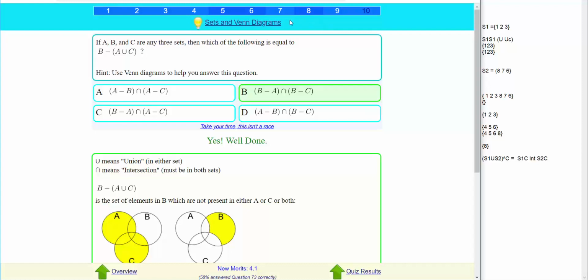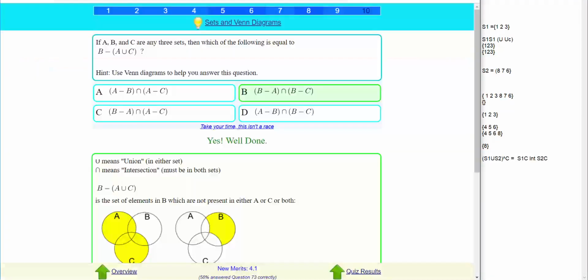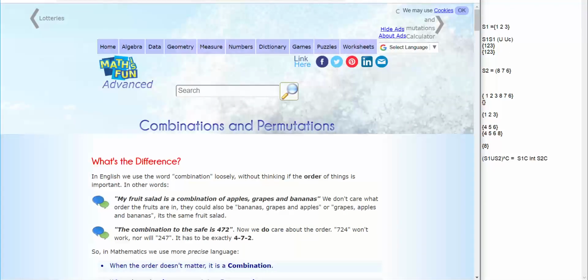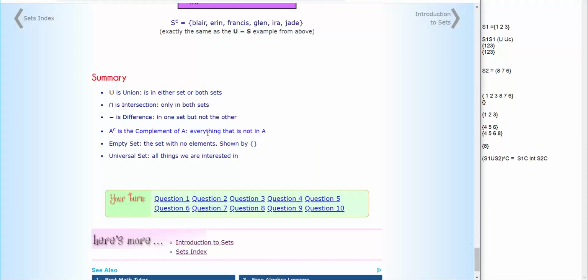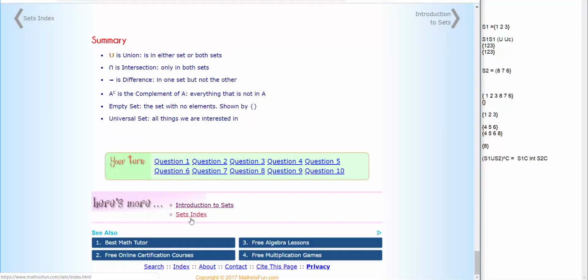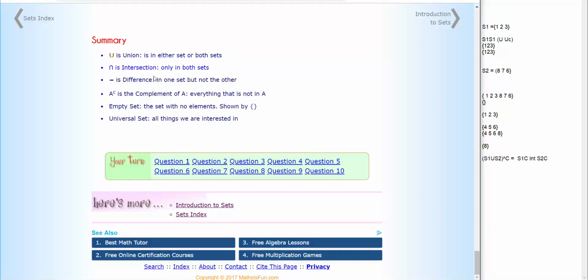See the quick results. Quiz results. Sets and Venn diagram. Just access to the formulas. Okay. Combinations and permutations. Quiz results. Alright, so we're through with the sets, we've done the exercises. Sets index. Let's see what this is all about.